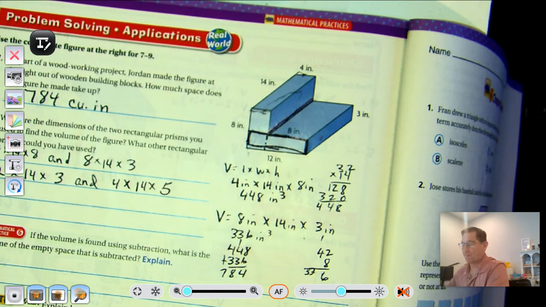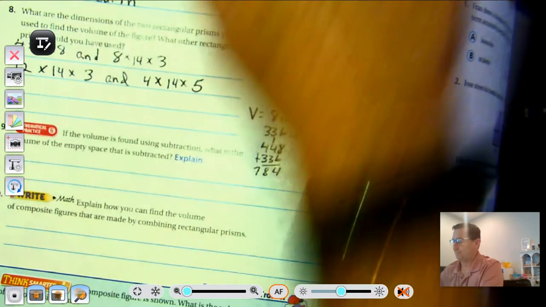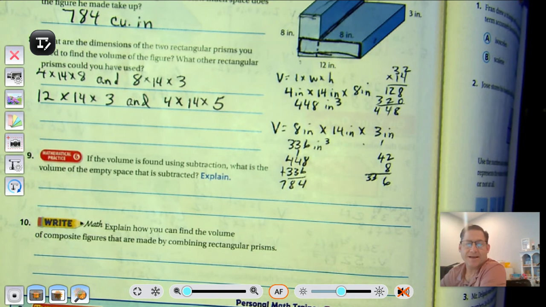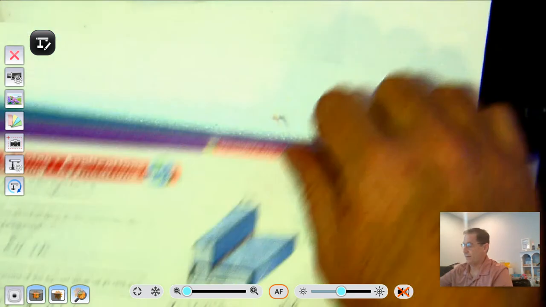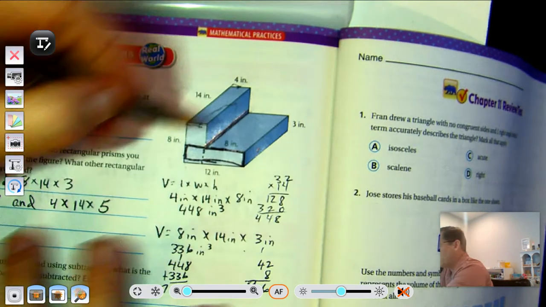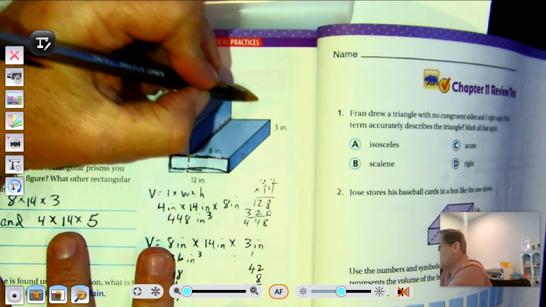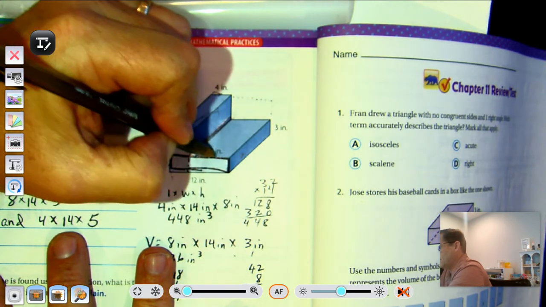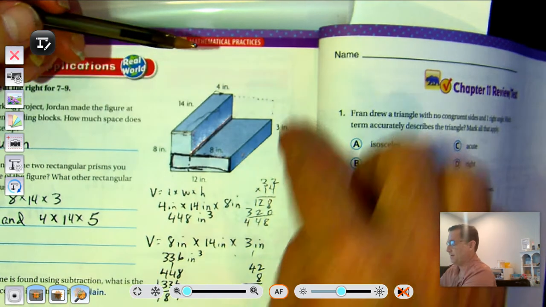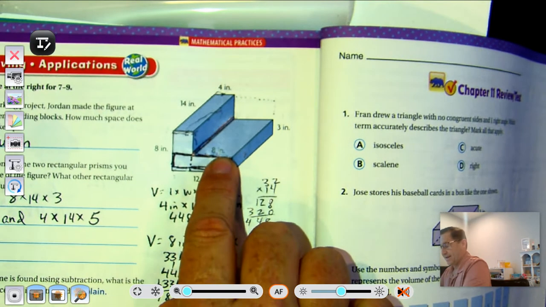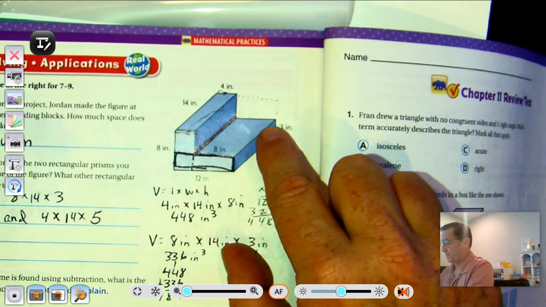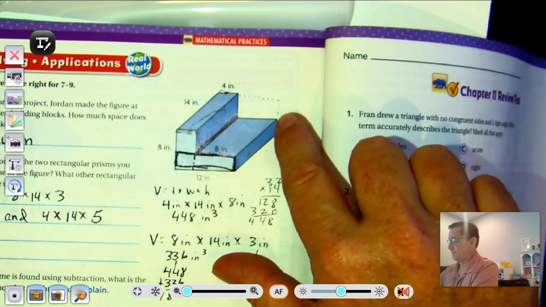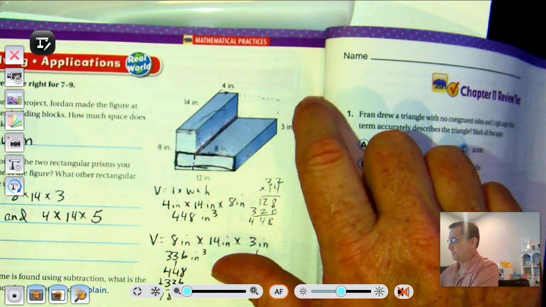Number 9. If the volume is found using subtraction, what is the volume of the empty space that is subtracted? Okay, so we want to know basically what would be the empty space here. Okay, so the empty space would have a length of 8. It would have a width of 14. Okay, so it has a length of 8, a width of 14, and how tall would it be?